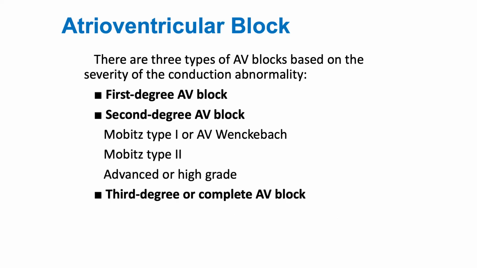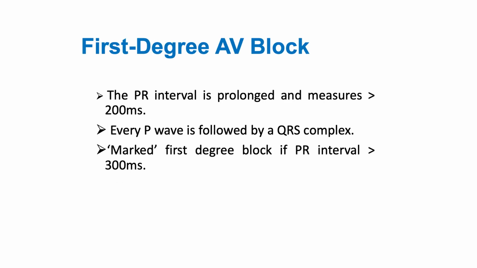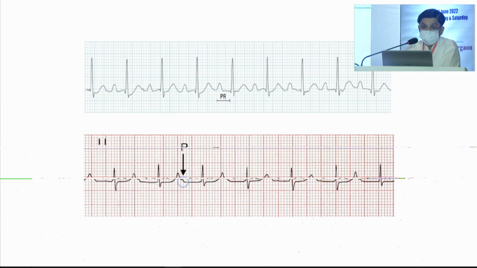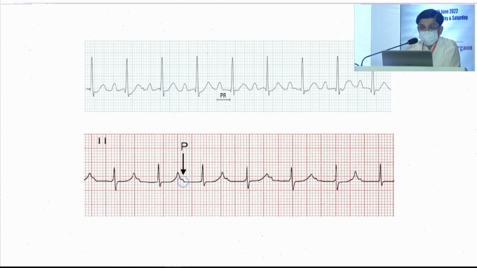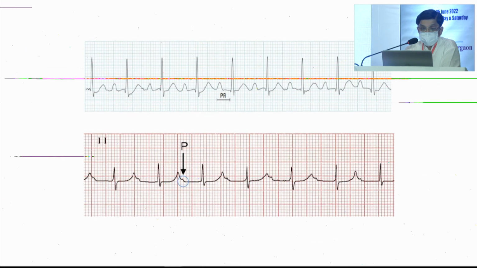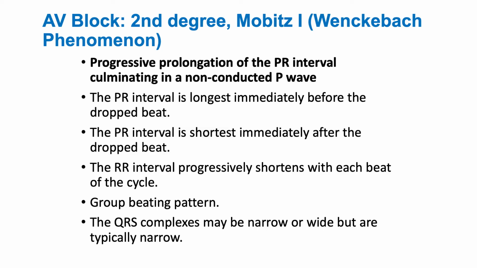Atrioventricular block. Now, there are 3 types of atrioventricular blocks: first degree, second degree and third degree atrioventricular block. We know all. First degree: the PR interval is prolonged beyond 200 milliseconds, every P wave followed by QRS. Marked first degree AV block is a PR interval more than 300 milliseconds. This is the first degree. In the evidence, the upper panel has a little prolonged PR interval, but the lower panel has a markedly longer PR interval.